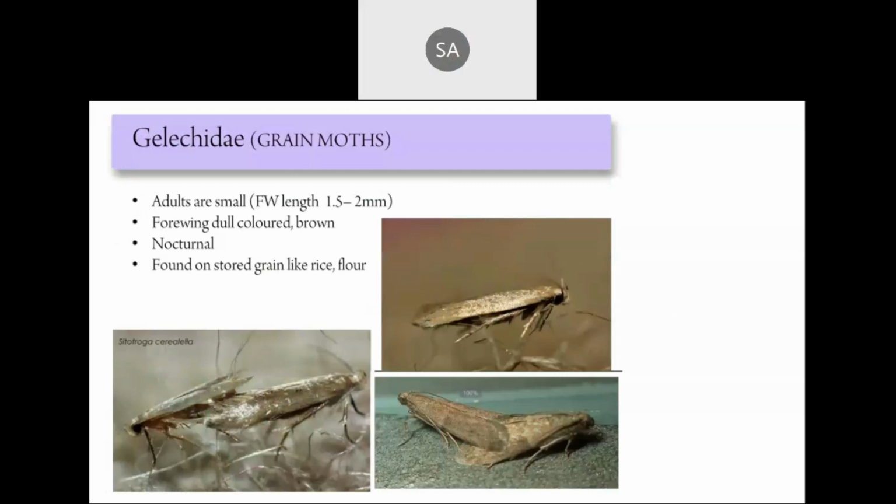And these are grain moths. These moths can be seen in our paddy, or when we store our paddy or rice, we can see these species or taxa of grain moths. We call them futi in Assamese. No, this is the Sitotroga species.